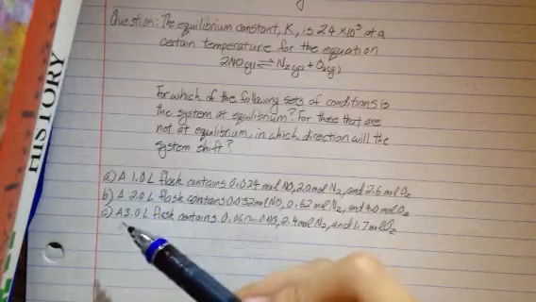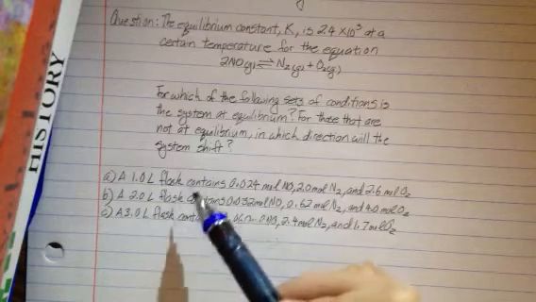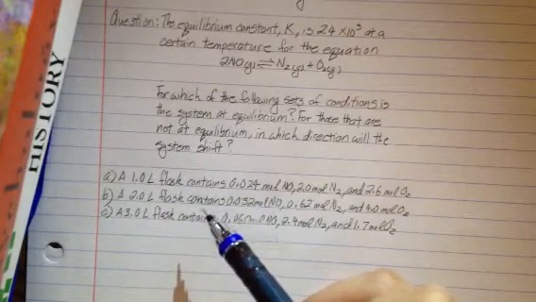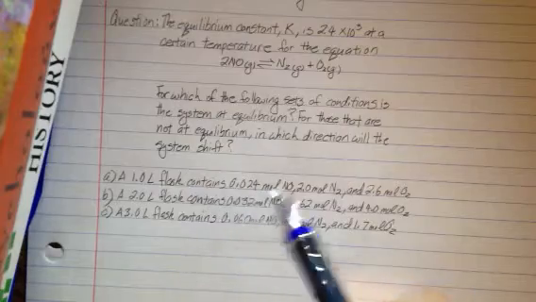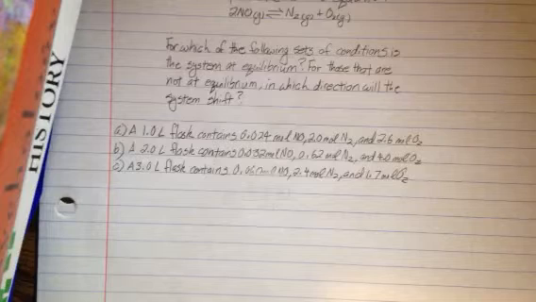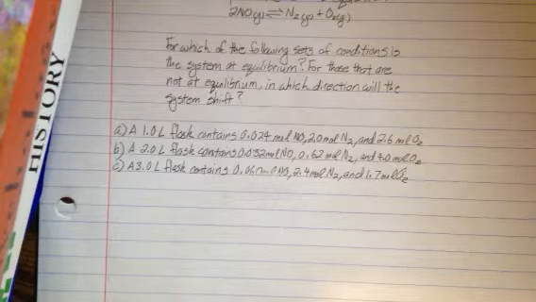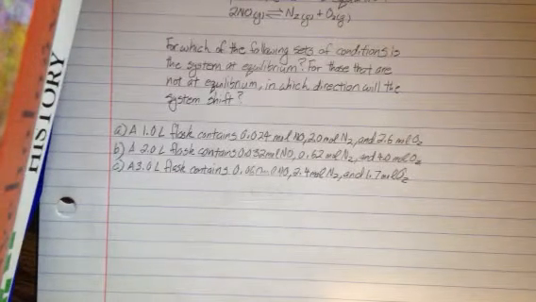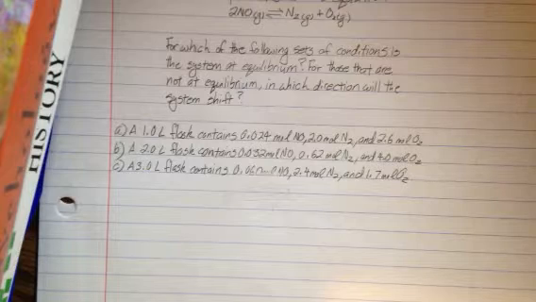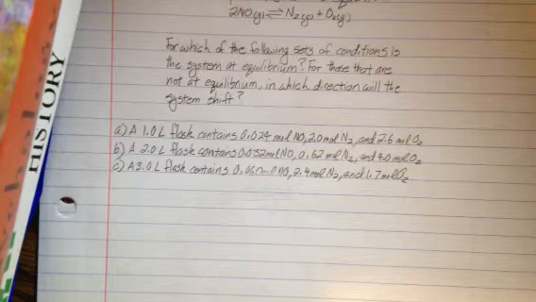For A, B, and C, these are the three sets of conditions that you need to see if it's at equilibrium. To do this, you should have read chapter 13 and know the three possible cases for the relationship between the reaction quotient Q and the equilibrium constant K.